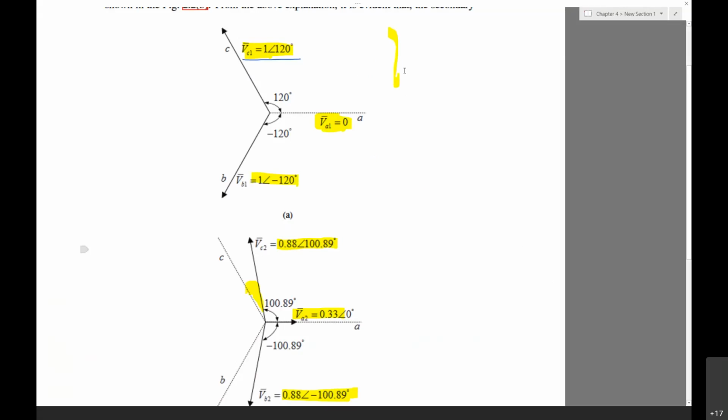In the next class, we'll try to look into one more example also, and then also we'll try to see how the fault location is going to influence the voltage sequence components.